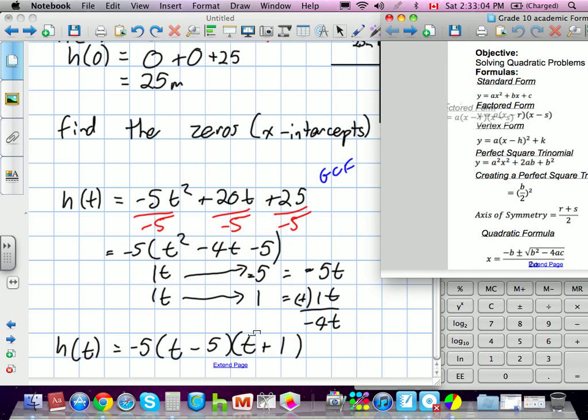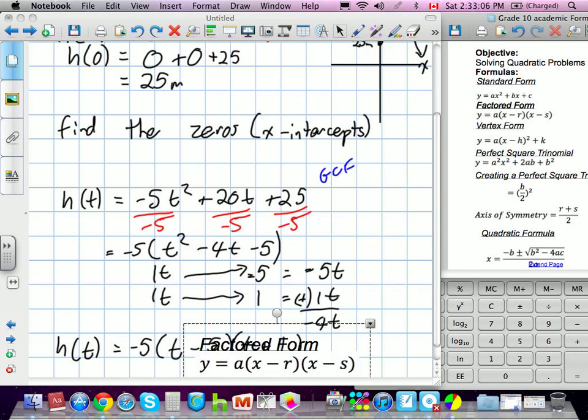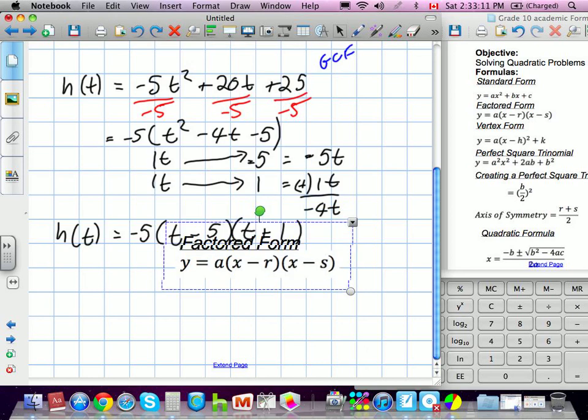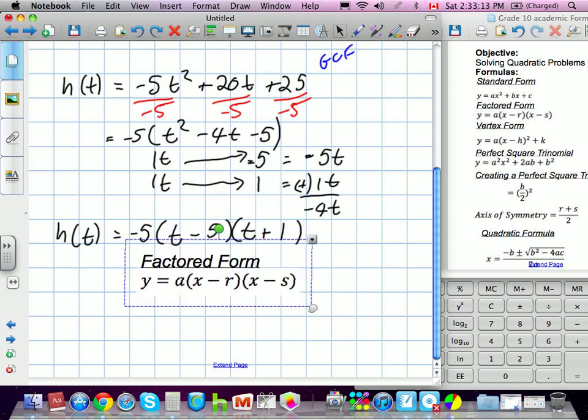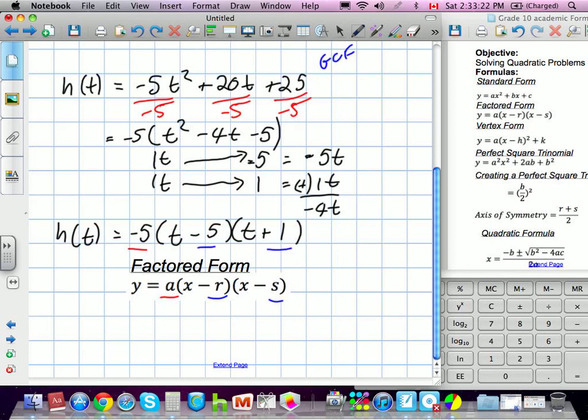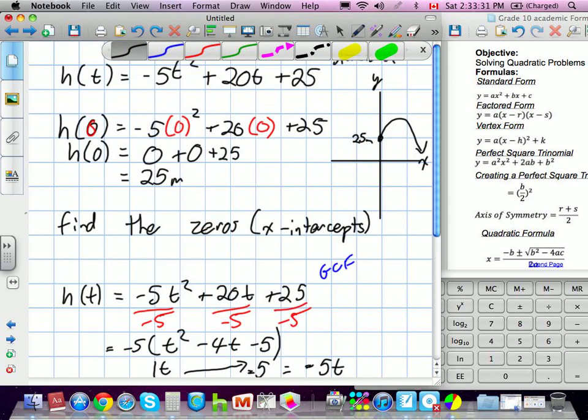Our a value is negative 5. And the r and the s stand for our zeros, essentially, or x-intercepts. Now what we would normally do here is we set the height equal to 0, right? Because like we said, we're trying to find when y is 0, when we're hitting the x-intercepts. So that h at t, we now replace with the number 0. So 0 is equal to negative 5 times t minus 5 times t plus 1.